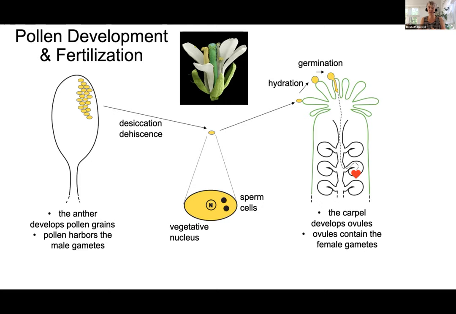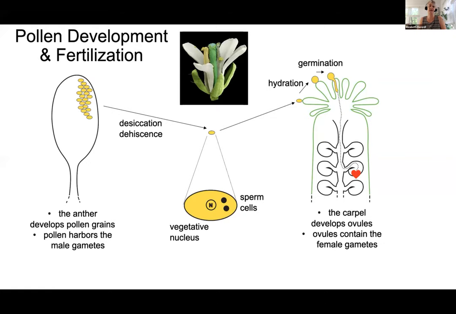Now, just to be perfectly clear, and for the plant biologists out there, I know this is not a single cell. It's actually a single cell with two other cells inside of it. So the two sperm cells that actually are the male gametes are inside of the pollen grain, but we're just going to pretend that they don't exist from now on.